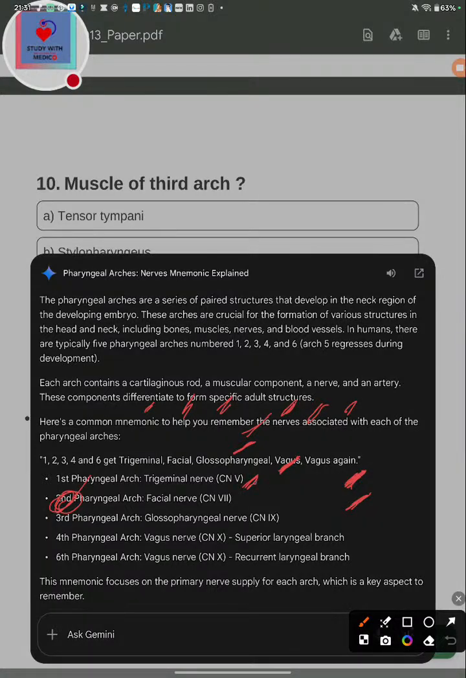Trigeminal, then facial. The first pharyngeal is trigeminal, then the second is facial, the third is glossopharyngeal, the fourth is the vagus nerve, superior laryngeal branch, the sixth is the recurrent laryngeal branch. This can be the next question. Recurrent laryngeal branch.